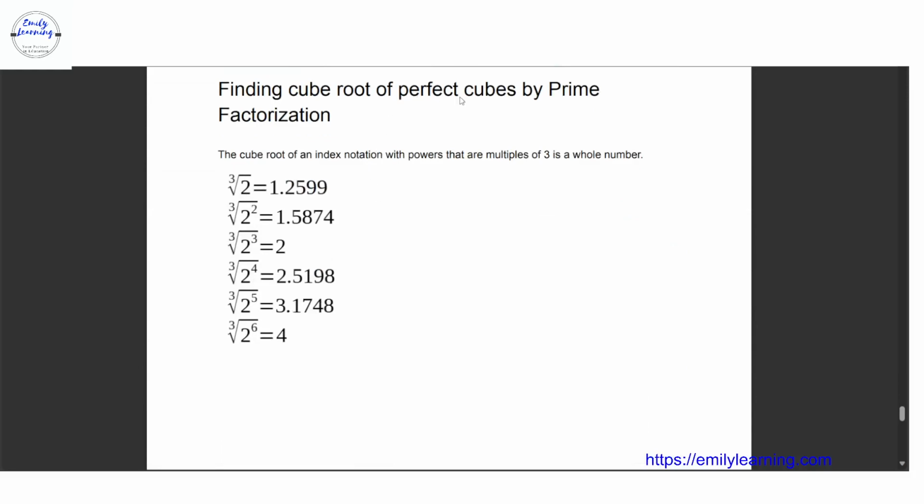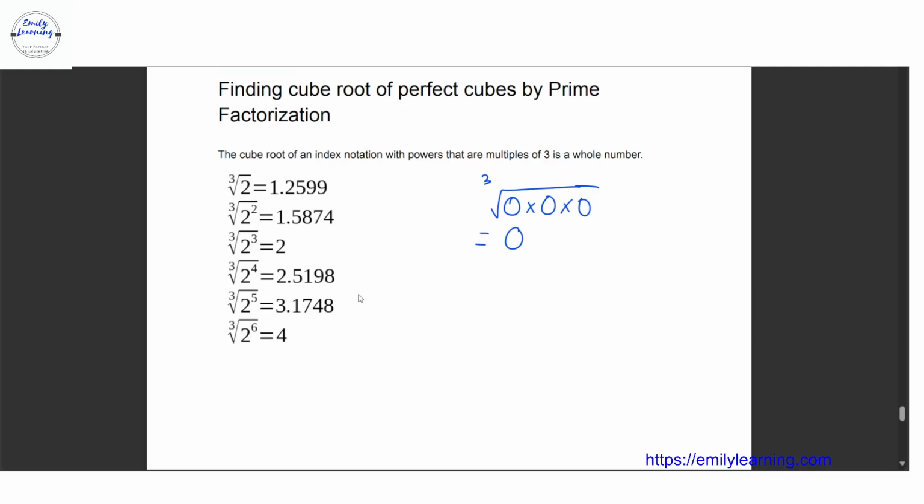Finding the cube root of perfect cubes by prime factorization. The cube root of an index notation with powers that are multiples of 3 is a whole number. Think about it: if I want to find a cube root, I need to find a number that when multiplied by itself 3 times gives the original. The cube root of circle times circle times circle is equal to circle. So in order to have a perfect cube, I need the number to be raised to the power of 3 or multiples of 3.